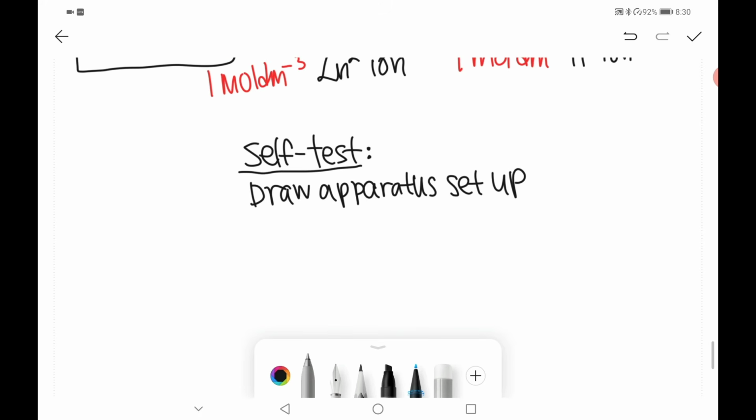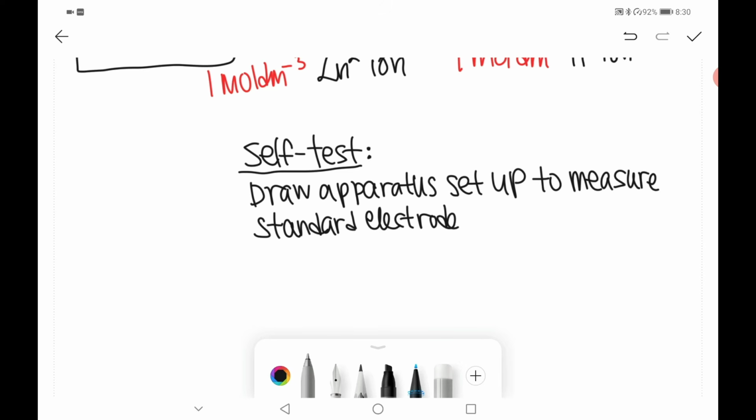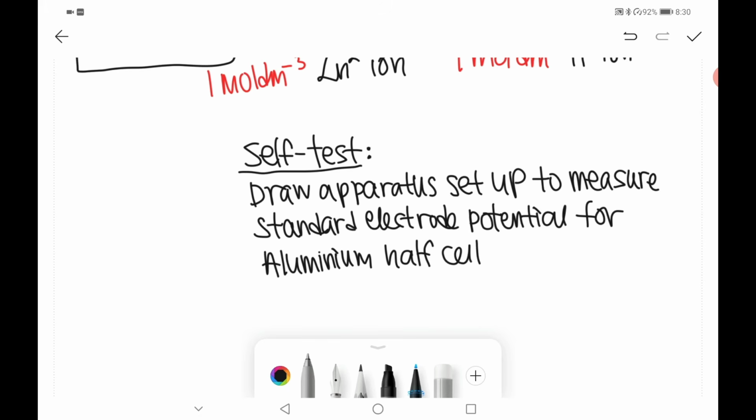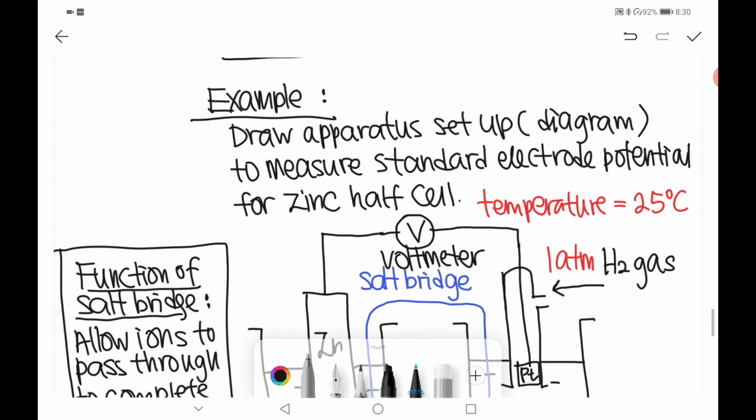This diagram is used to measure the standard electrode potential. Let's say now I want a half cell called aluminium, so I draw the aluminium half cell. Guys, feel free to pause the video. Try to spend about 3 to 5 minutes to draw it first, then only you counter check the answer.